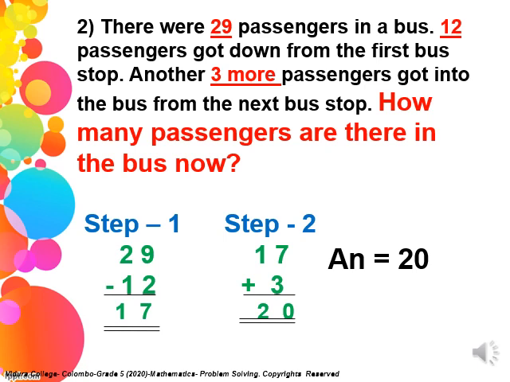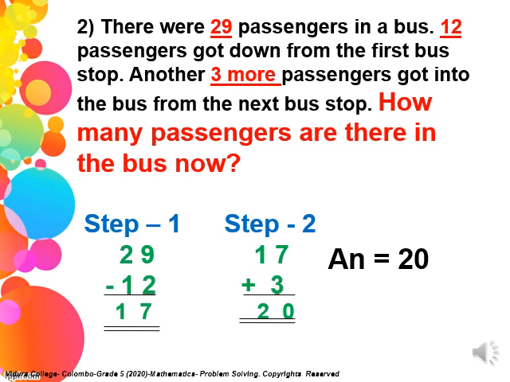So we'll do this sum as 2 separate steps. Step 1 and step 2. The first half of the question asks you to subtract, while the second half of the question wants to add. There were 29 passengers and 12 passengers got down from that. So let's do the step 1. 29 minus 12, as 12 got down.